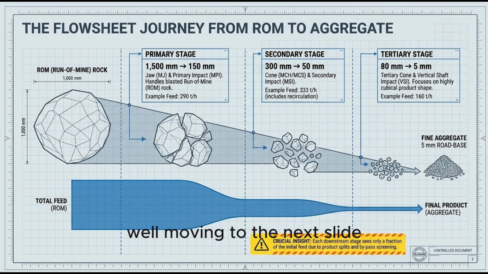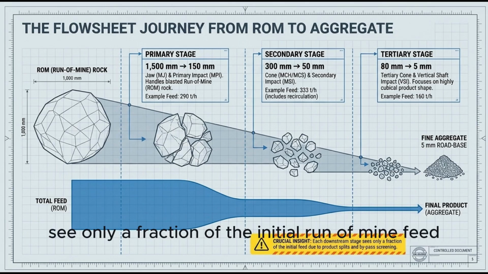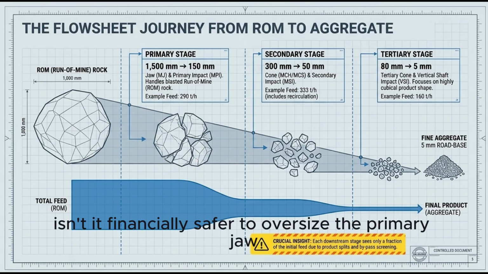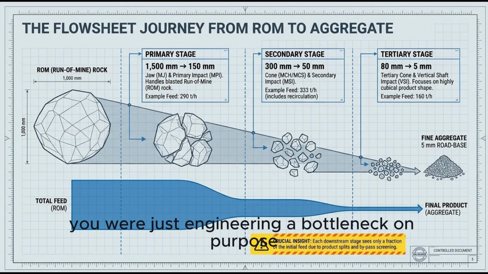Well, moving to the next slide, looking at the flow sheet, you have to push back a bit. If downstream stages see only a fraction of the initial run-of-mine feed due to bypass screening, isn't it financially safer to oversize the primary jaw anyway? I get why you'd think that, but no. You're just engineering a bottleneck on purpose.